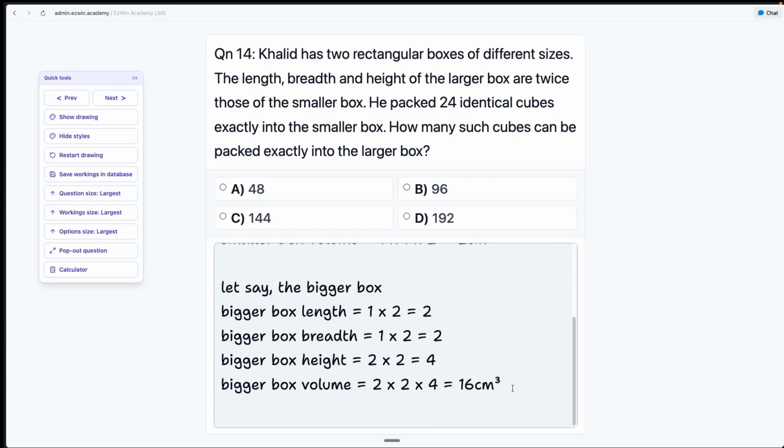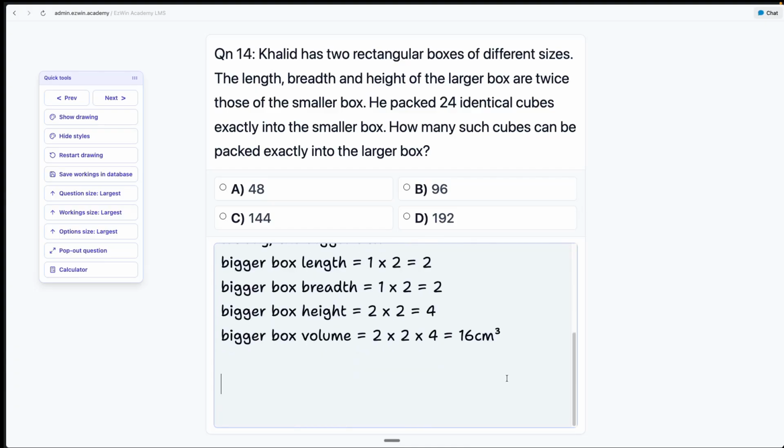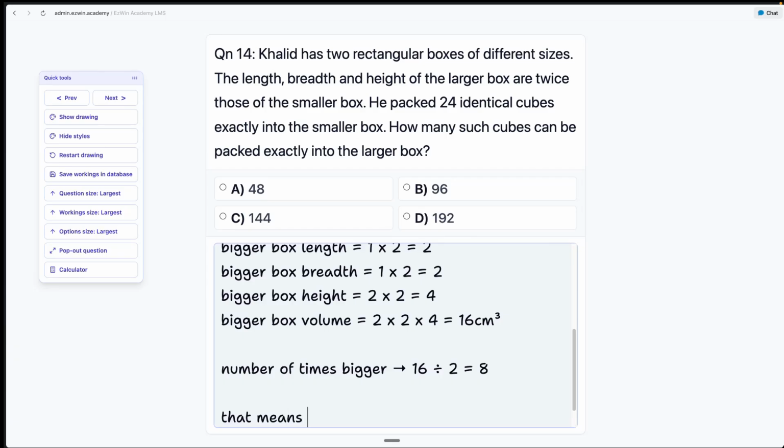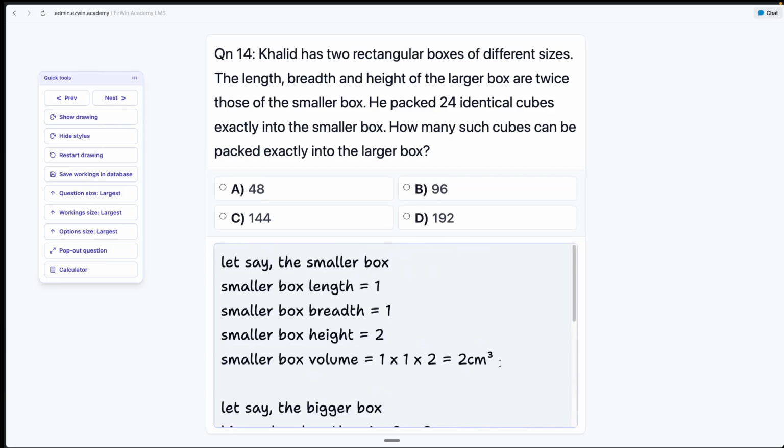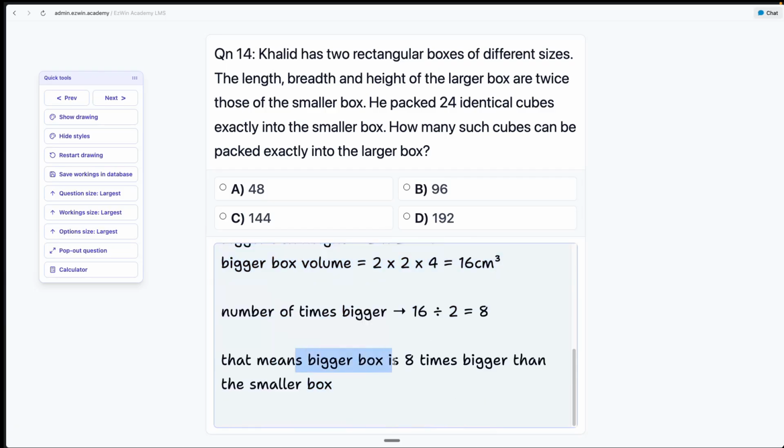So that means the number of times bigger is equal to 16 divided by 2, which is equal to 8. So that means the bigger box is 8 times bigger than the smaller box. So you need to make sure that if you do this working correctly, you will realize that the bigger box is 8 times bigger than the smaller box.